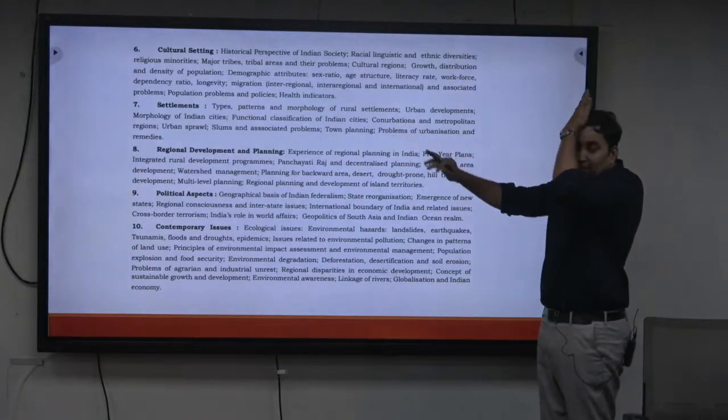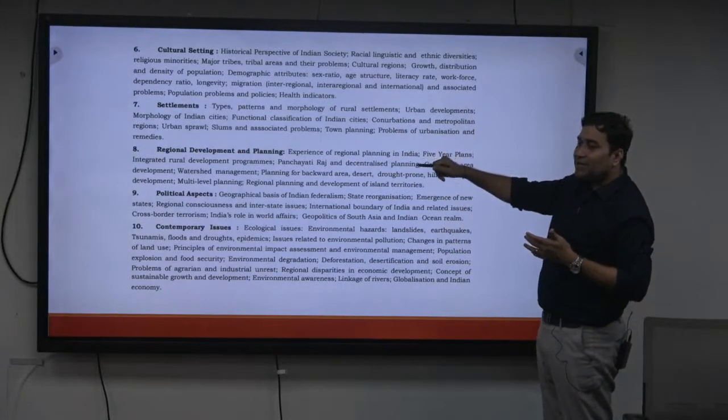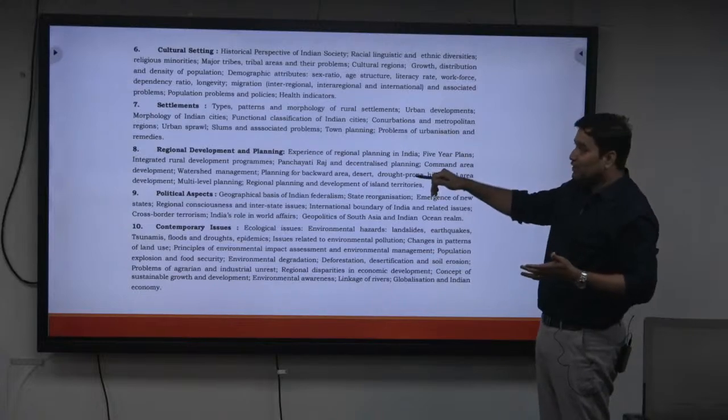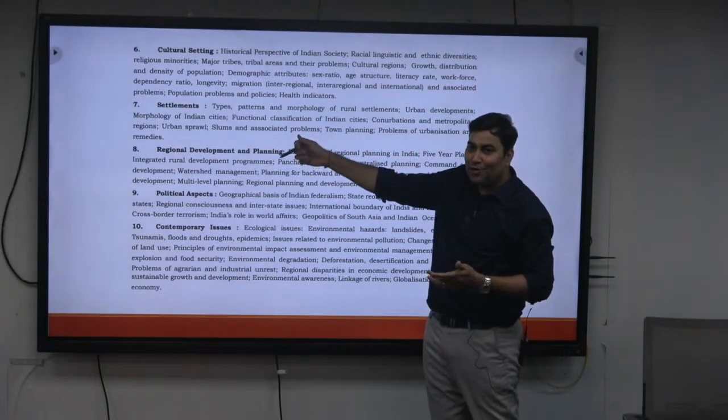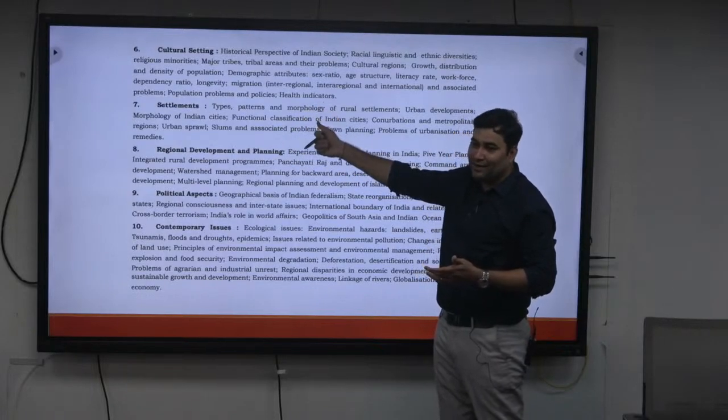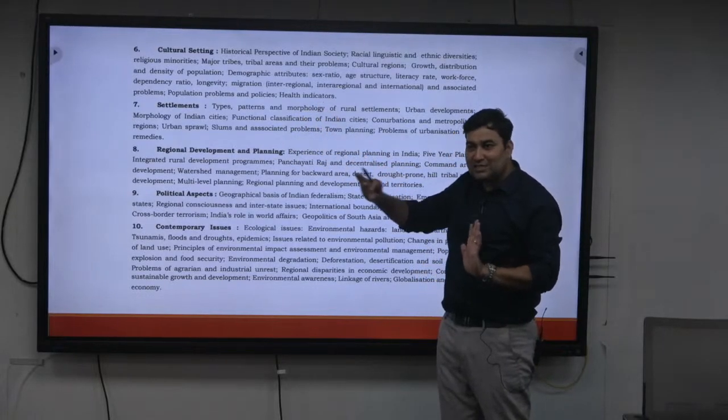Next, settlement. Where which type of settlement? Indian cities and problems with respect to urbanization. Correct? Problems of the urbanization, urban sprawl, slums, poverty, वगैरह वगैरह. Getting that? ये पूरा GS का syllabus है.